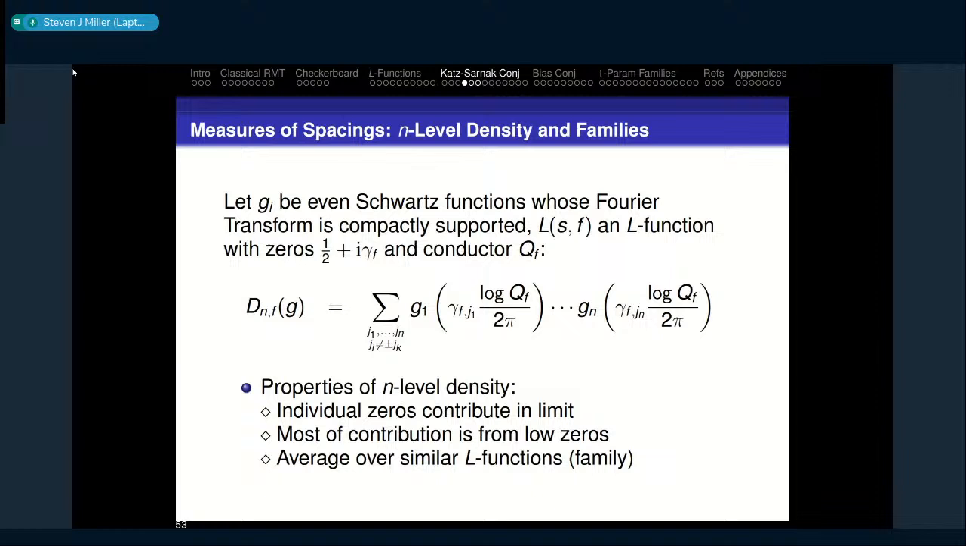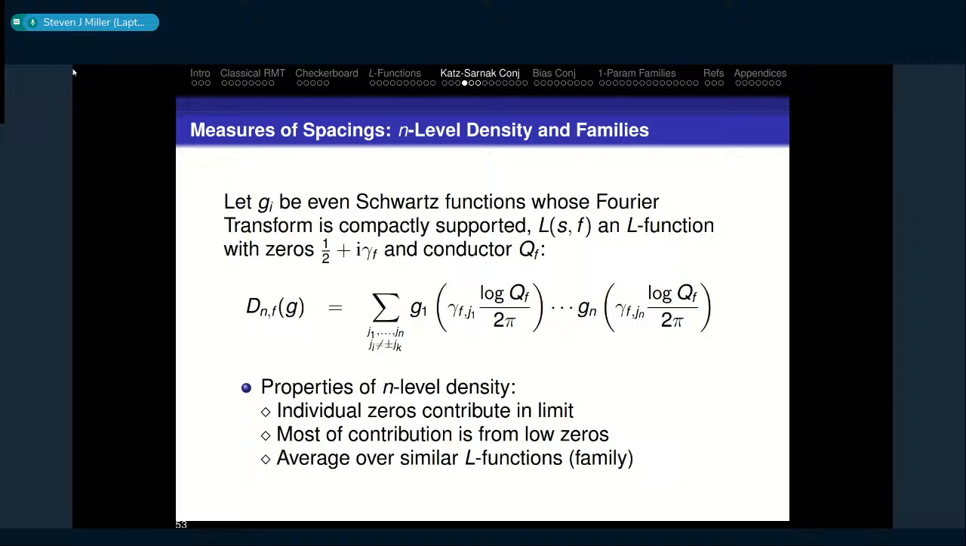The Katz-Sarnak idea was to look at the n-level density. And so you take a Schwartz test function, I will use g this time, and what you do is you multiply the zeros. You evaluate the test function at the zeros. And what's nice about this is because g is Schwartz, the further away you go, the less contribution you get. So this is a statistic that is very sensitive to what's going on at the central point. And by the Birch-Swinnerton-Dyer conjecture, at least for elliptic curves, this is a place where we believe a lot of action is happening. Unfortunately, we can't get information from this by doing analysis for just one L-function. So we have to average over a family.